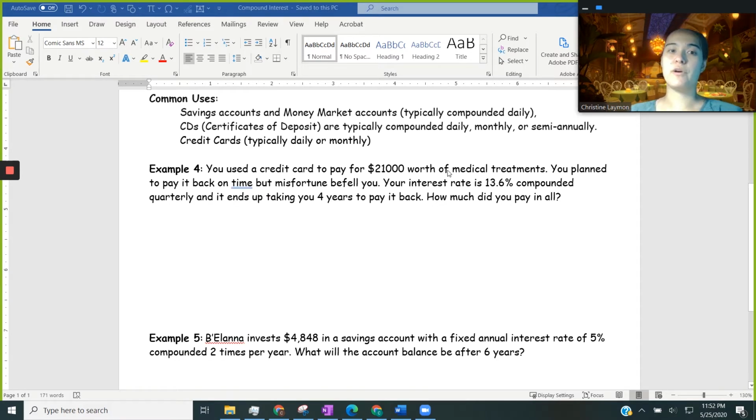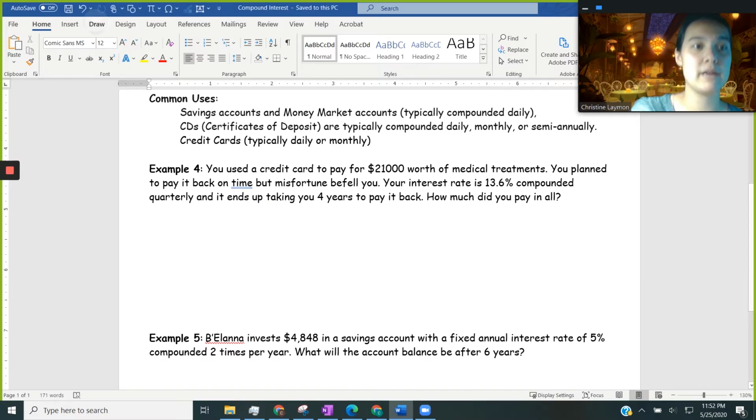So in example 4, I've been told that we're going to be using a credit card to pay for $21,000 worth of medical treatments. You plan to pay it back on time, but unfortunately something went wrong. Now, your interest rate is 13.6% and it's compounded quarterly. And it ends up going to take you 4 years to pay it all back. So, how much did you end up paying in all?